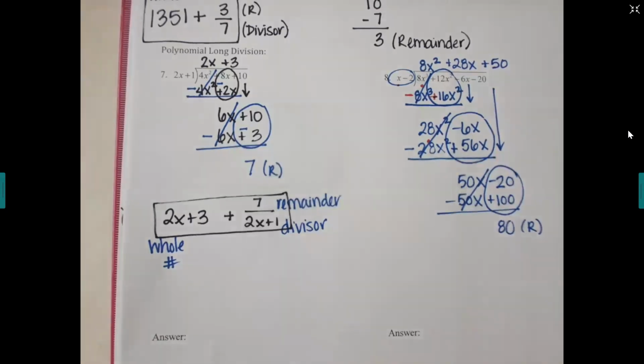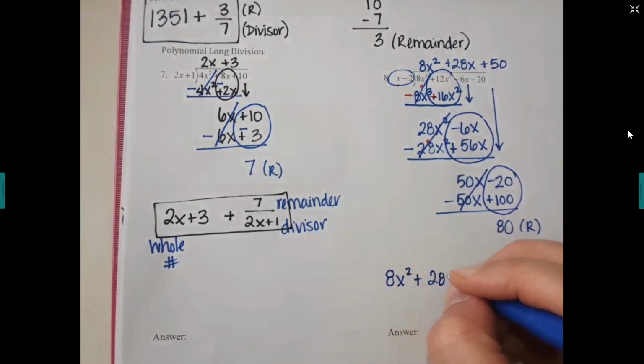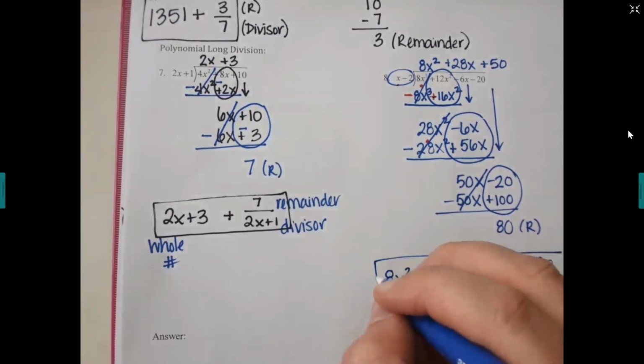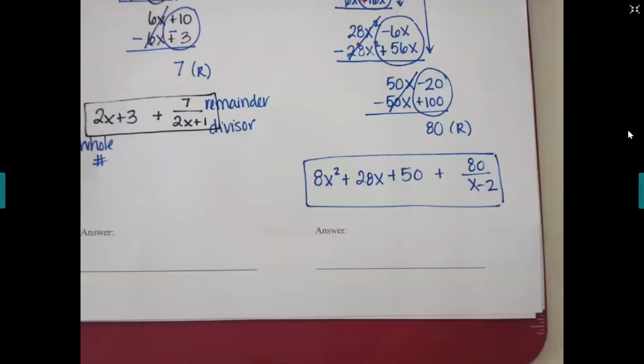I think you're doing it. Okay, your answer should look like this. Look at how you wrote it and see if it's correct. Okay, so you put the whole number part first. That's the part from the top, 8x squared plus 28x plus 50. And then you put plus your remainder over your divisor. All right, when you're ready, turn the page, please.